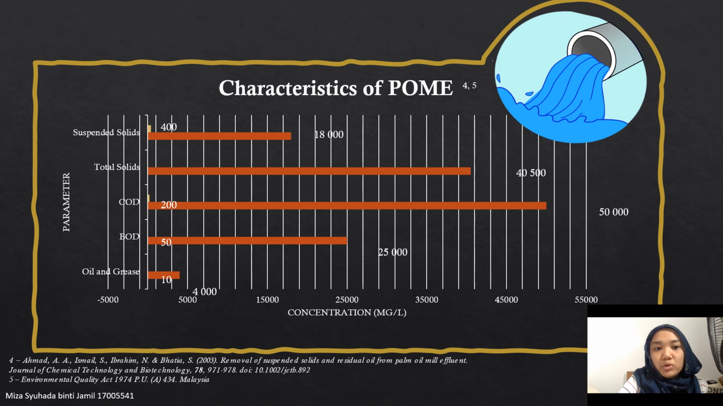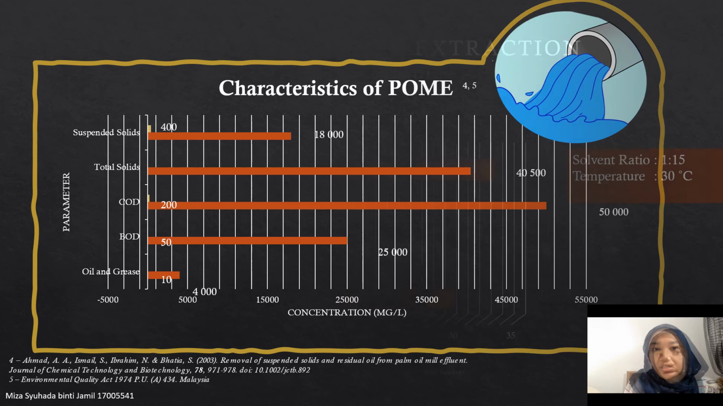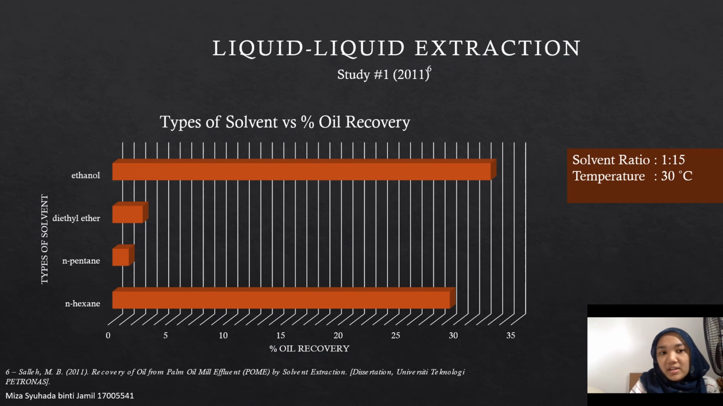If the industry doesn't do anything, it's going to cause pollution and environmental impacts later on. So that is our main concern here. One of our methods is liquid extraction. As we can see here, this is one of the studies where they use different types of solvent to look into the percentage of oil recovery. The solvents they're using are ethanol, diethyl ether, pentane, and n-hexane.